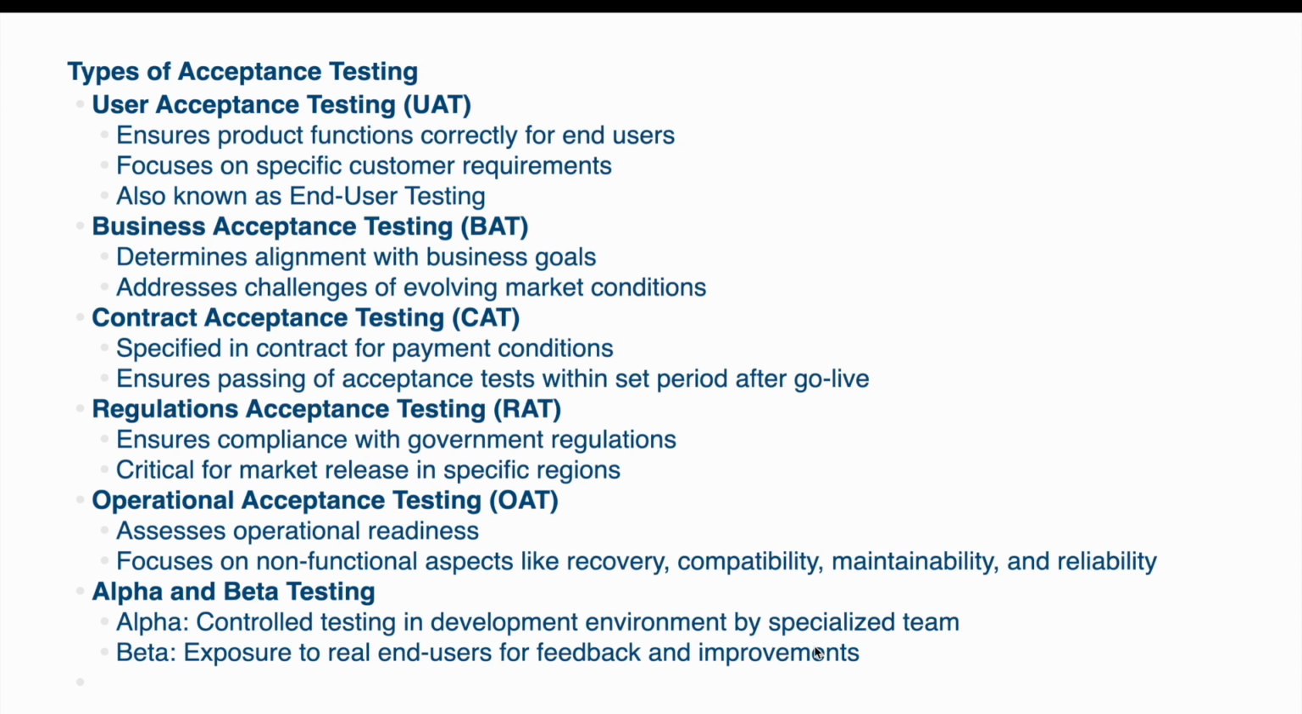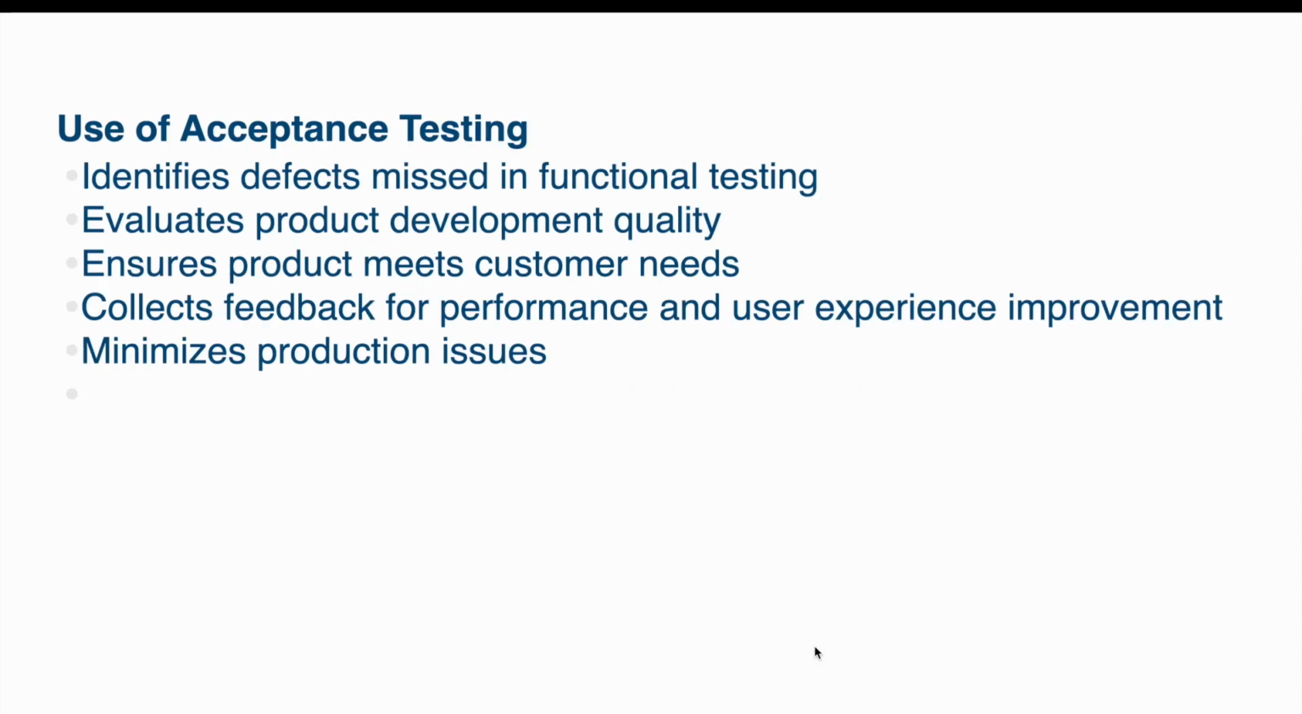Next is alpha testing. It involves testing the product in a controlled development environment by a specialized team of testers known as alpha testers. Beta testing involves exposing the product to real end users, known as beta testers, in their environment. Feedback from the beta testers helps in improving the product for a better user experience.